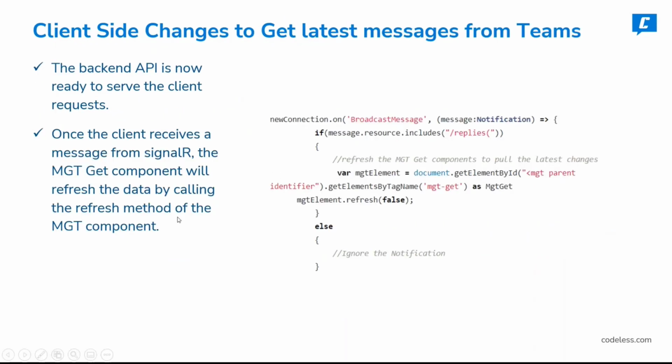Now, the magic comes for the MGT. As and when the signaler broadcasts a message to the MGT components, we have an amazing method, which is a refresh method for the MGT, which just fires the query again to the .NET Core API with the endpoint of replies. And already the .NET Core API has the latest data when it made the call to Microsoft Teams, and that data is being served back to the client. And based on the caching mechanism, all the other clients are also being served with that. So the refresh is the key in the MGT element, which helps to get the latest data from Microsoft Teams.